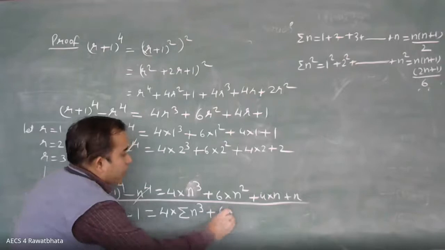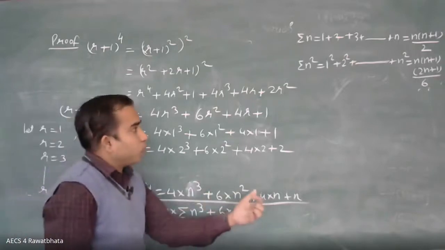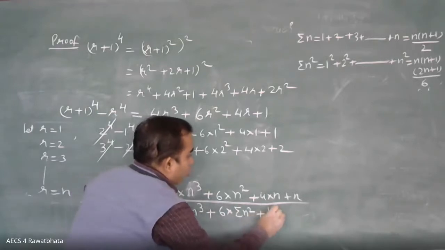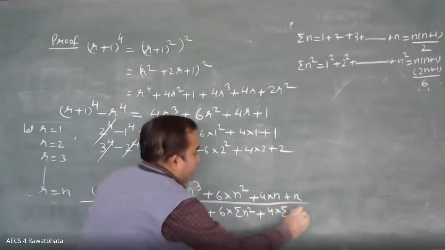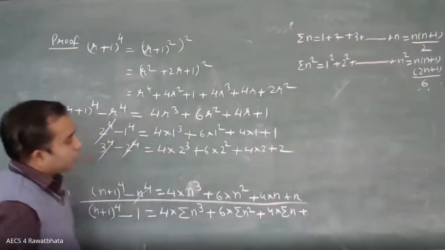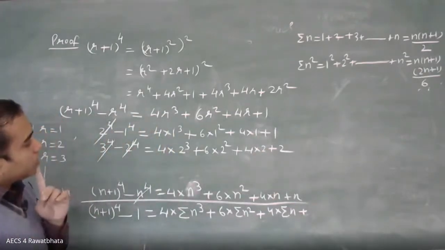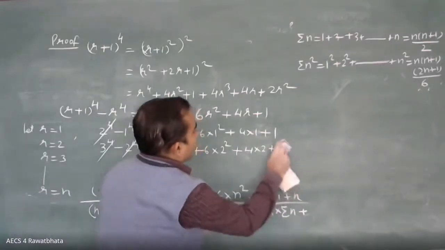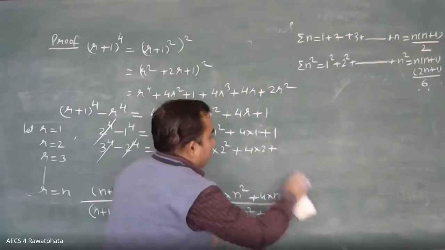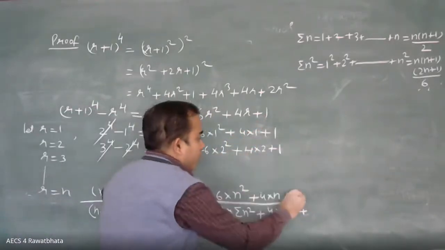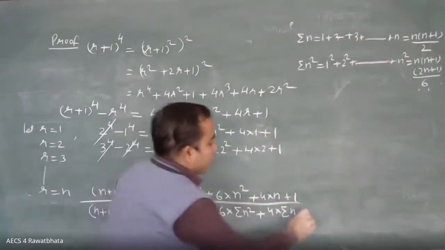Plus 6 common, and in the bracket you'll have 1 square plus 2 square up to n square. That will become summation n square, and plus 4 common into sigma n, and plus 1 plus... Did I make some mistake here? This should be 1 only, na? Because here it was 1, so here also it will be 1. So 1 plus 1 plus 1, it will be n.